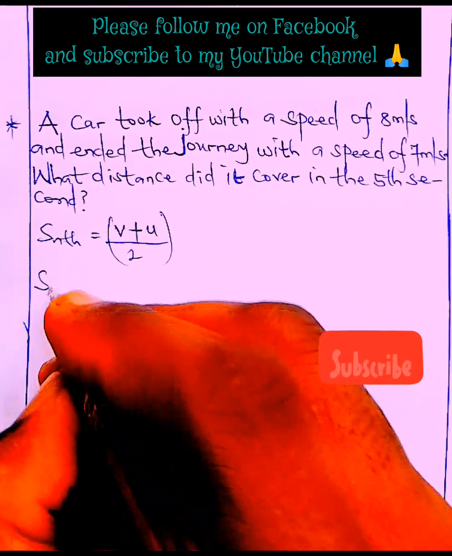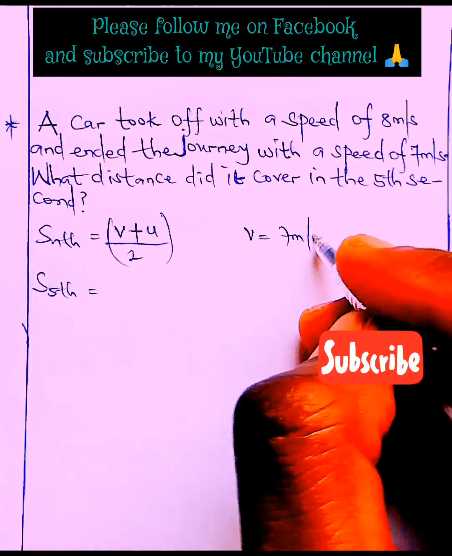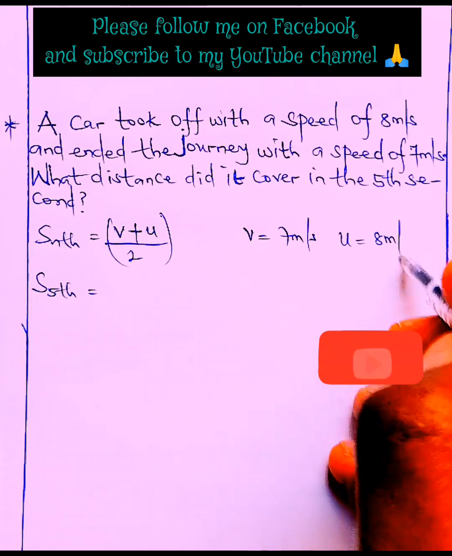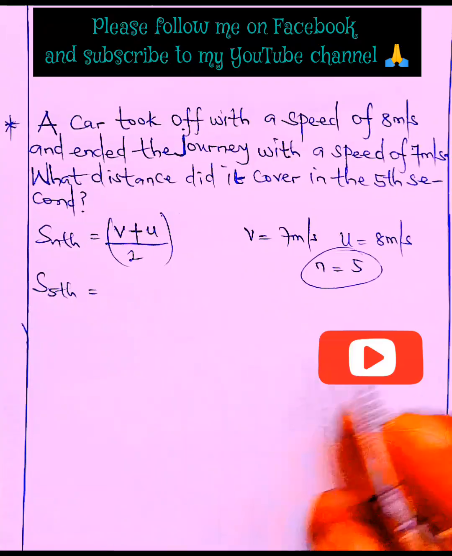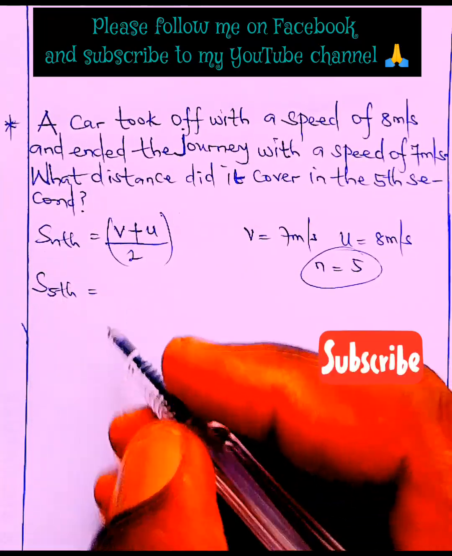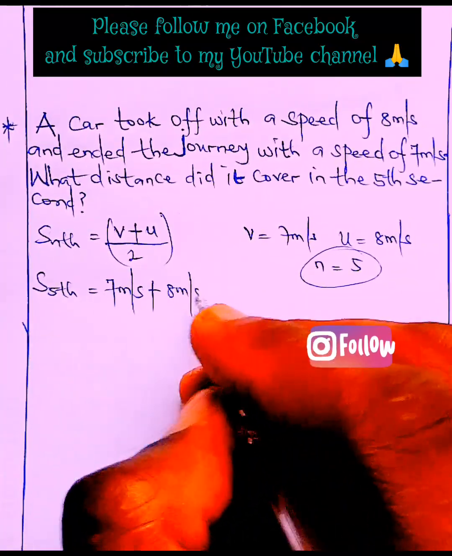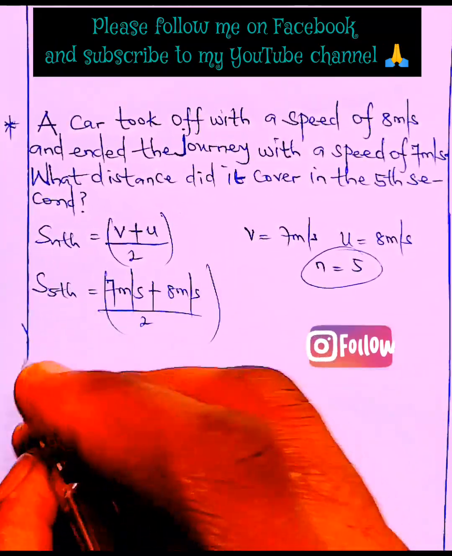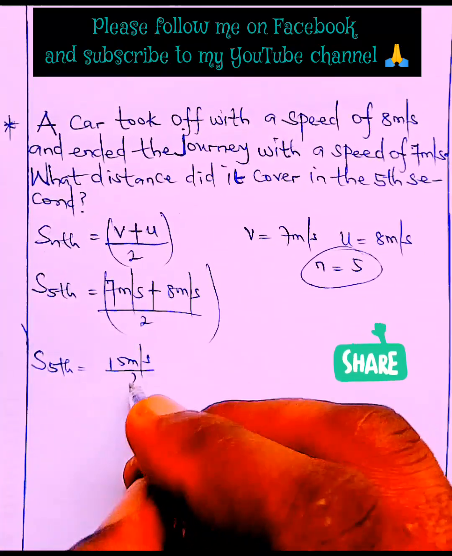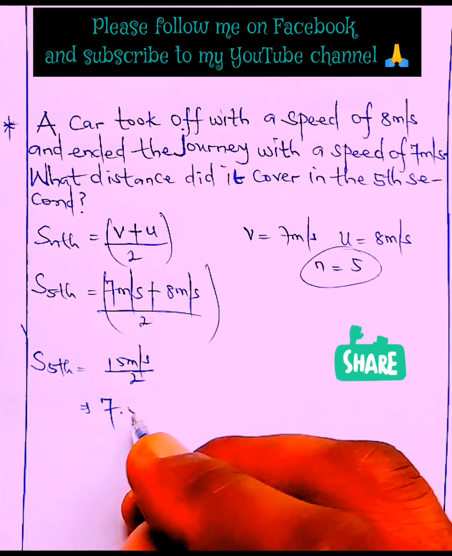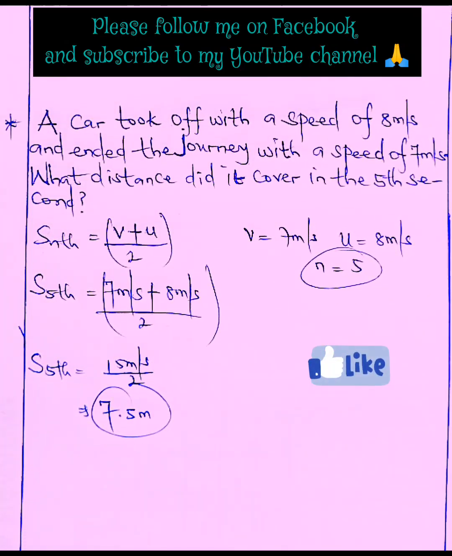So the distance traveled by the body in the fifth second is the final velocity, which is 7 meters per second, plus the initial velocity, 8 meters per second, over 2. The time is 5, the fifth second, but we're not going to be using it based on this formula. We're simply getting the average velocity. So the distance in the fifth second is 15 divided by 2. We end up with 7.5 meters. So the body covers 7.5 meters in the fifth second.